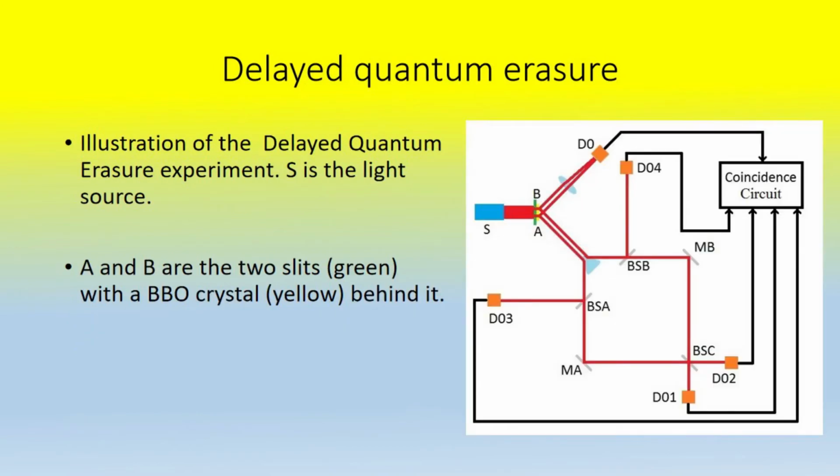This is an illustration of the delayed quantum erasure experiment. S is the light source. A and B are the two slits, shown in green, with a BBO crystal, shown in yellow, behind it.